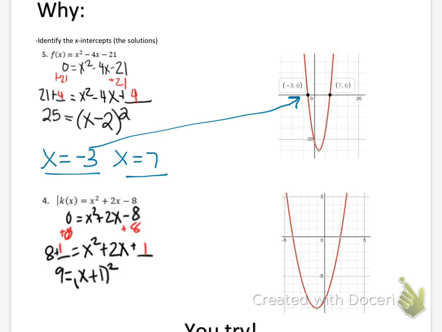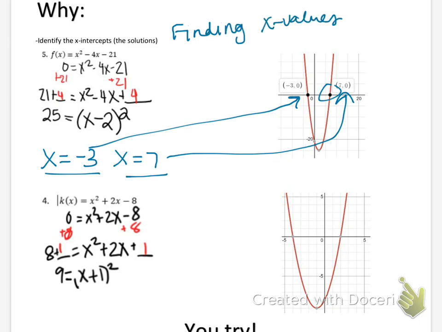This is a graph of this function. And x equals 7 directly corresponds to this x-intercept. It's because since we're setting f of x equal to 0, we're finding the x values where y equals 0. So this is finding x values where y equals 0. Okay?